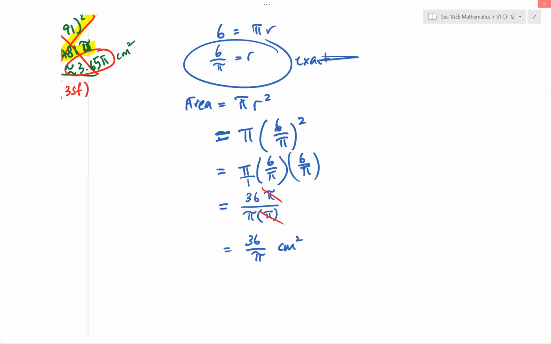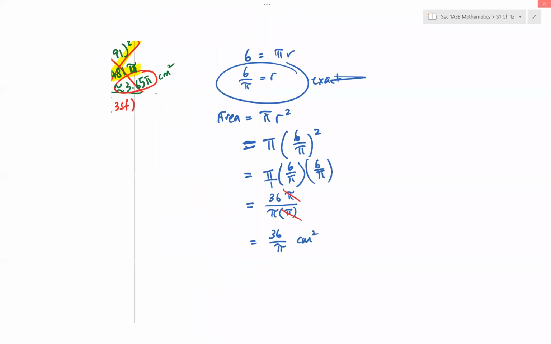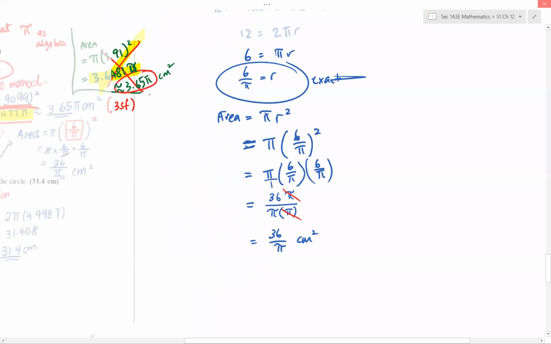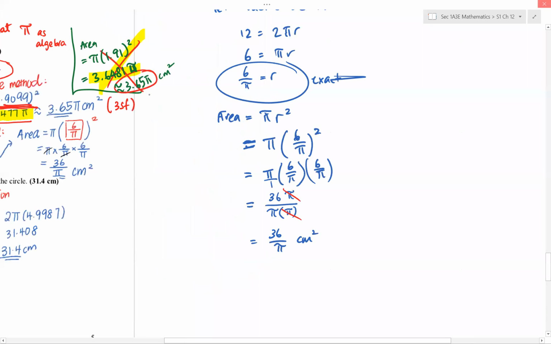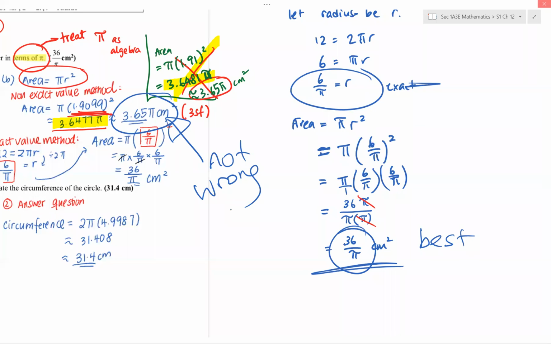So compare this value, 36 over pi versus 3.65 pi. They will have very similar result. Very similar, just that one of it is more exact. In fact, this is the best. And this is not wrong, but it's not as good. You see the difference? Both are in terms of pi. It's just that one is exact, the other is not.